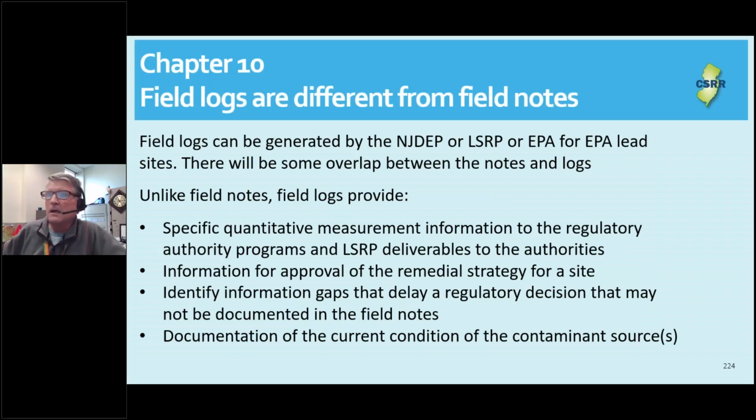Okay, thank you, Taylor. In the previous section, we talked about field notes. In this part of the presentation, we're going to describe the difference between the notes and the field logs. Field logs contain specific quantitative measurement information for the department's programs to consider. Logs contain information for approval of remedial strategy for the site. You also identify information gaps, which delays the regulatory decisions that have to be made. Logs document the current condition of the contaminant source or sources. Next slide.